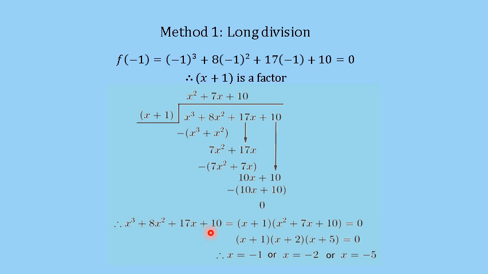Therefore, to factorize this, we are going to factorize it like this: x plus 1 into x squared plus 7x plus 10, and then this is equal to 0. Therefore, we are going to have this when we factorize x squared plus 7x plus 10. Therefore, x equals -1, or x equals -2, or x equals -5.